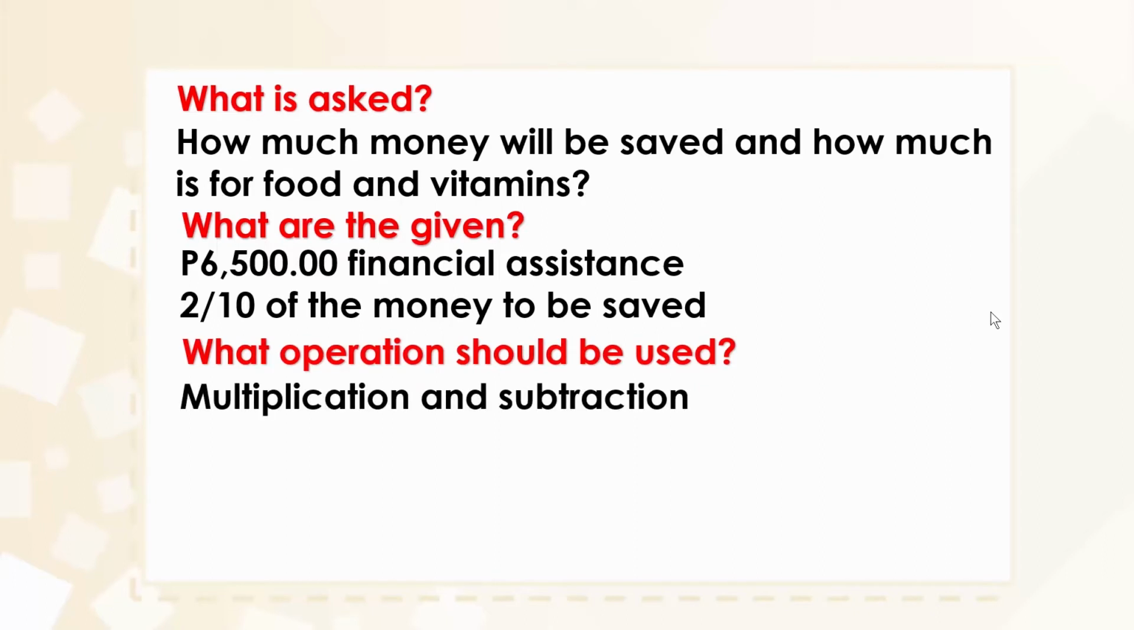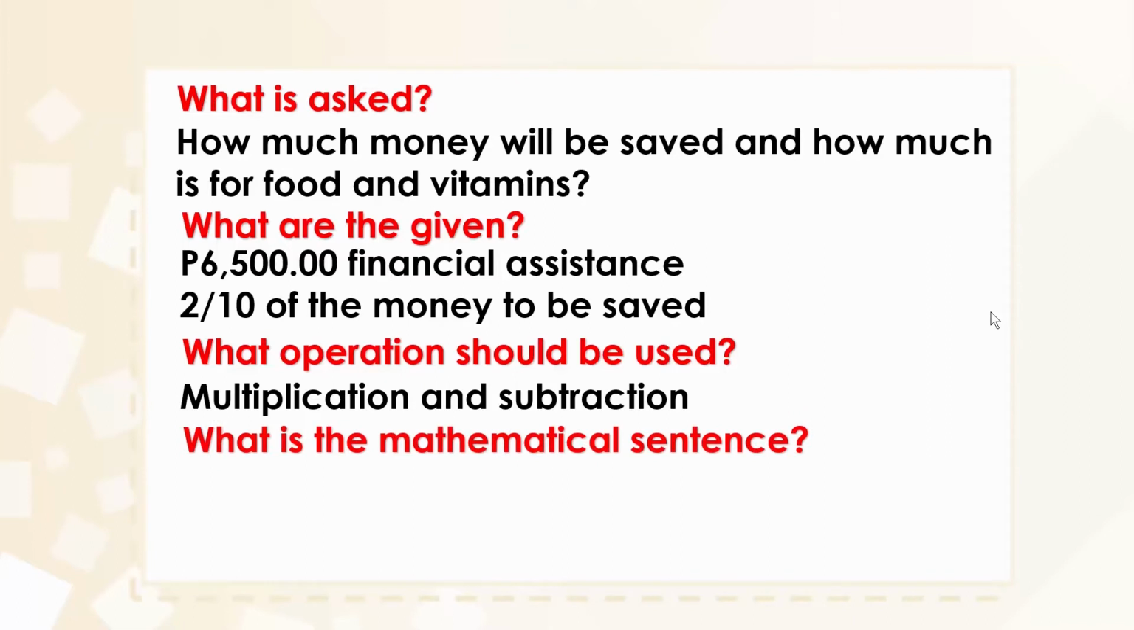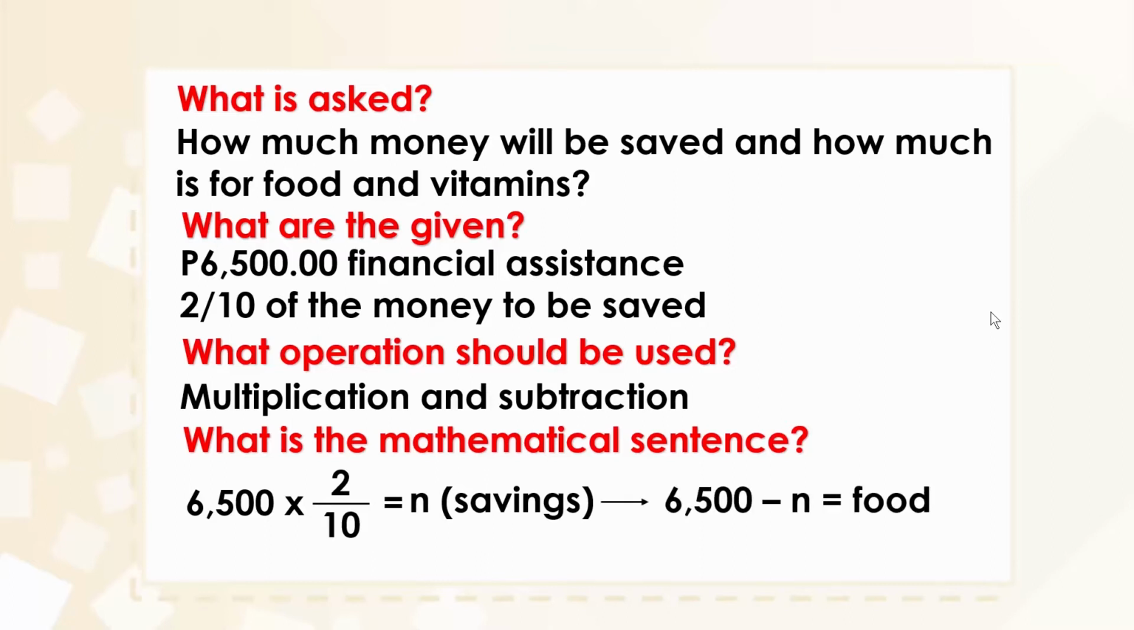What is the mathematical sentence? 6,500 times 2/10 is n, or the amount for savings. Then we have to subtract the amount of savings from 6,500 to get the amount for food and vitamins by solving 6,500 minus n is the money for food and vitamins. Now, let's solve the problem.